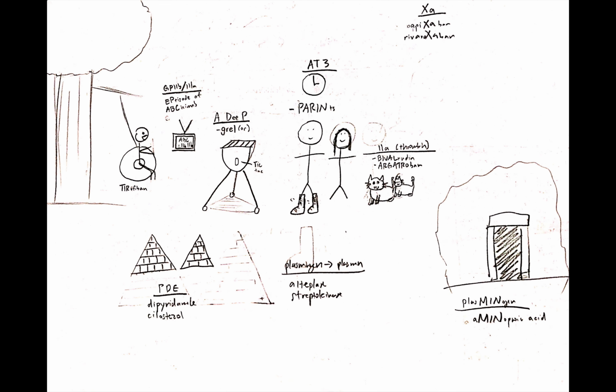Then you see the shoes that he has, which helps you remember it's auto straps, so it's going somewhere. That helps you remember alteplase, streptokinase, it's going from plasminogen to plasmin. And where is he going? He's going to the mine. That helps you remember plasminogen and aminocaproic acid. So those are the 20 drugs.